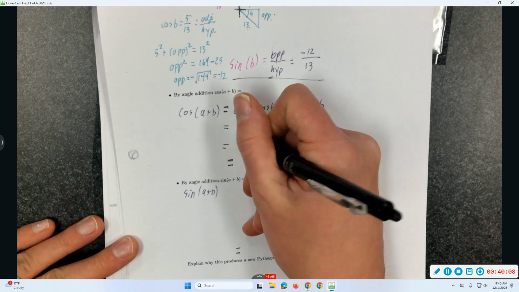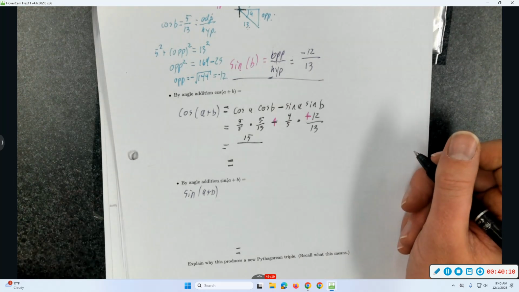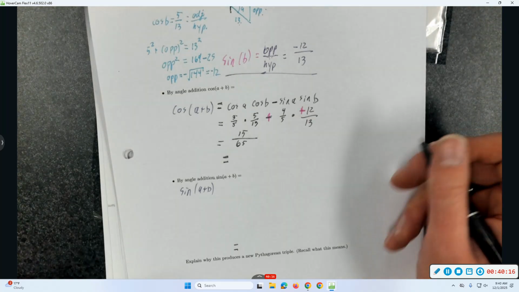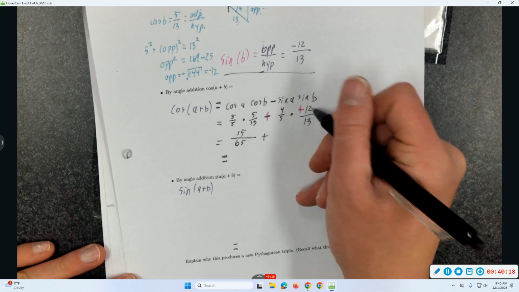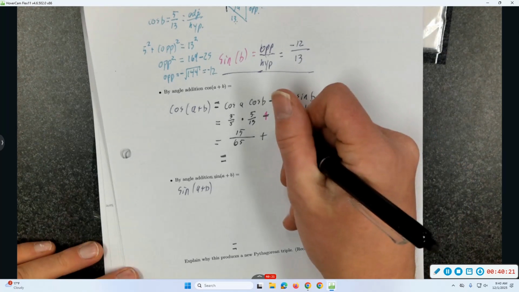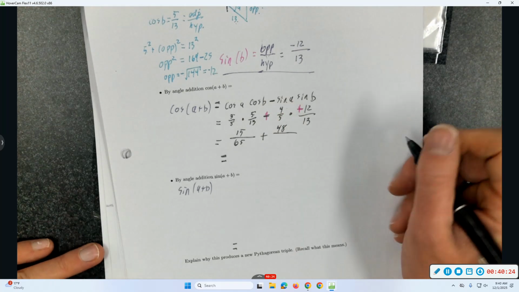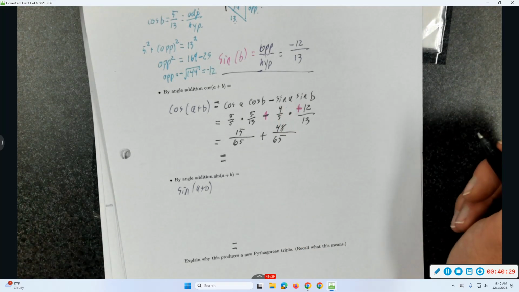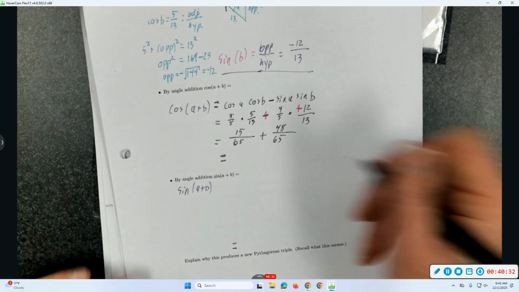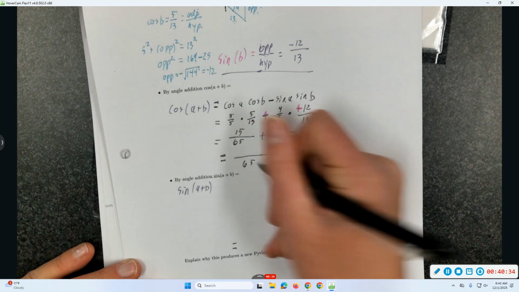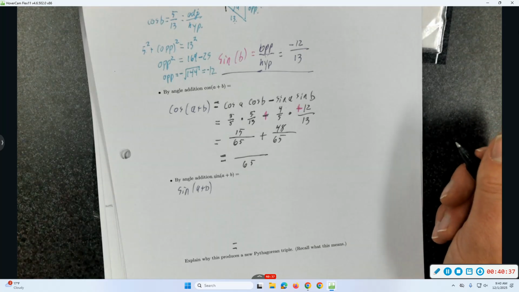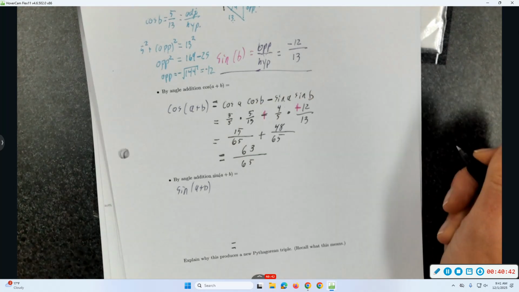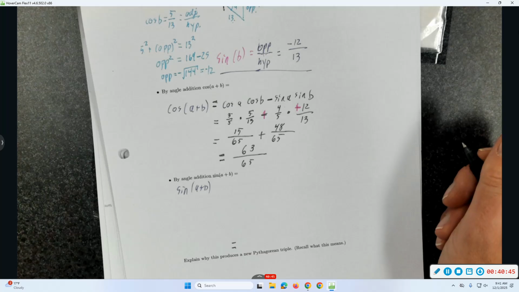3 times 5 is 15. What's 5 times 13? 65. Maybe you used a calculator to do it. No shame if you did. Plus, the same thing over here. 4 times 12. 48. Denominator. 65. 65. So between these two fractions, what's the common denominator? 65. Oh, cool. So it's just easy to add fractions. 15 plus 48. 63. Cool. So there, we've computed cosine of A plus B.